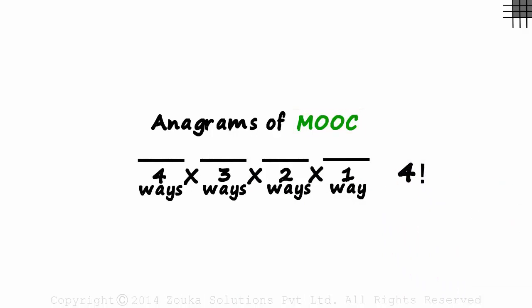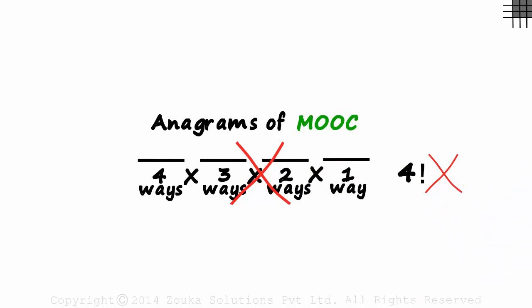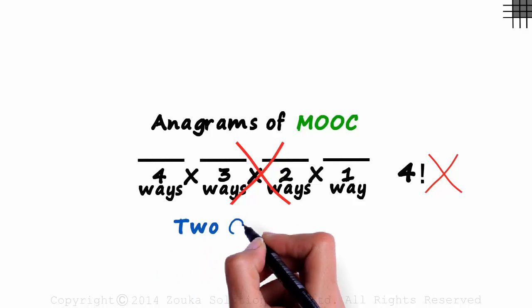4 factorial. What we saw is incorrect and a very common mistake made by students. The important thing that we need to observe here is that there are 2 O's in MOOC. 1 M, 1 C and 2 O's. So what if there are 2 O's? Will it matter? To understand this, let's assume for time being that the 2 O's are different.